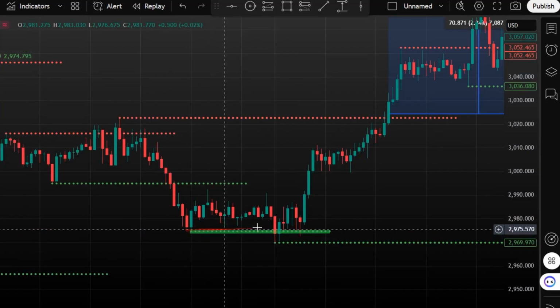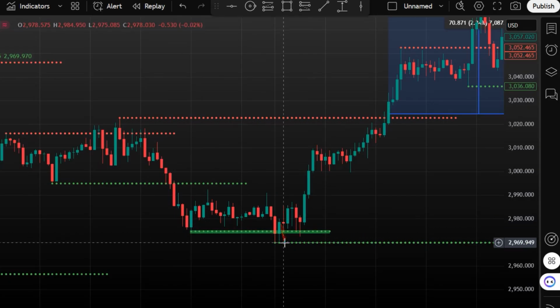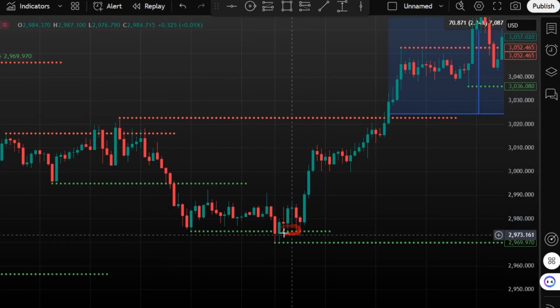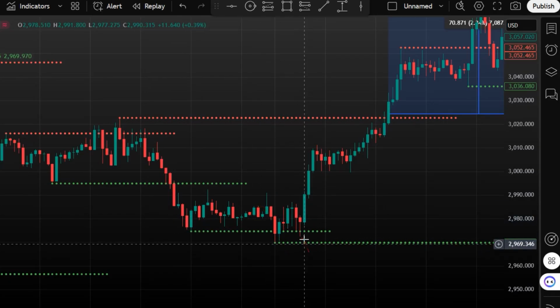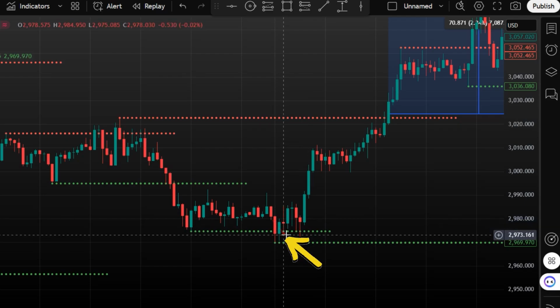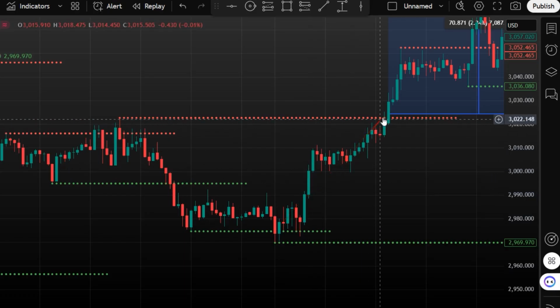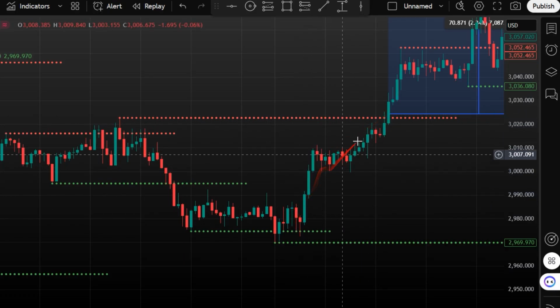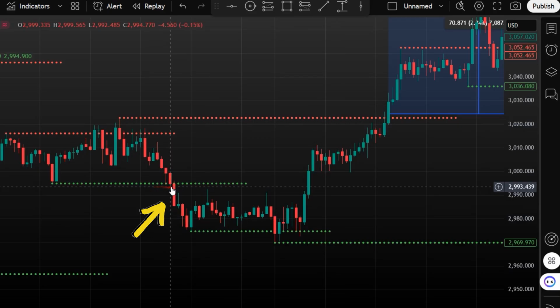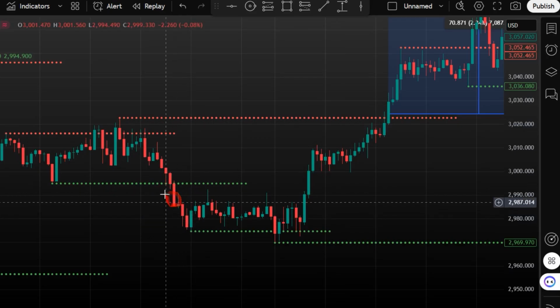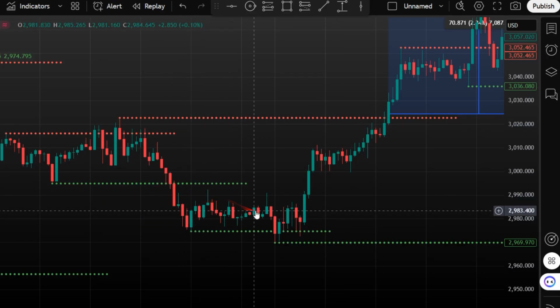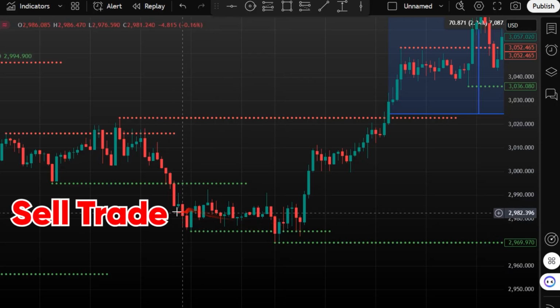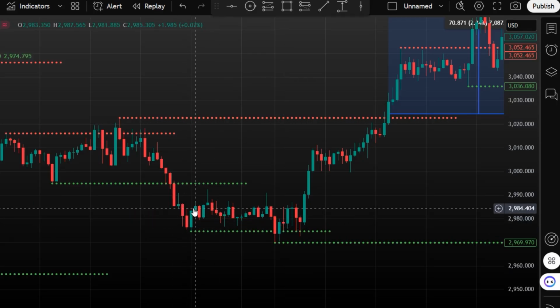Support levels work the opposite way. These are areas where the price stopped falling in the past, acting like a floor to prevent further drops. So if the price doesn't break below the support level, we'll likely see it bounce back up, giving us a chance to go long. But if the price breaks below the support line, it often means more downside is coming, and we can use that as an opportunity to enter a sell trade and grab some profits.